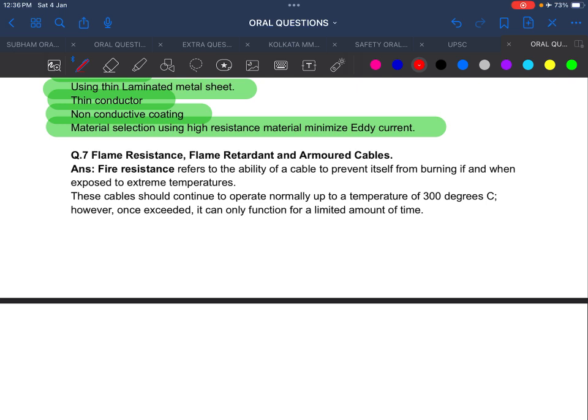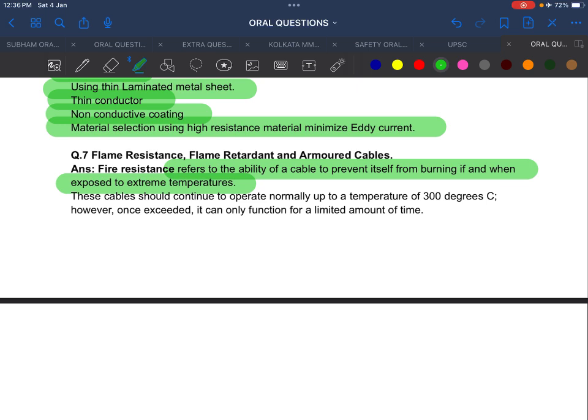So a flame resistance cable is basically one that can prevent fire. Flame resistance refers to the ability of a cable to prevent itself from burning when exposed to extreme temperature. There is also one limitation: there is a temperature range, and beyond this there is a chance the cable will be damaged.